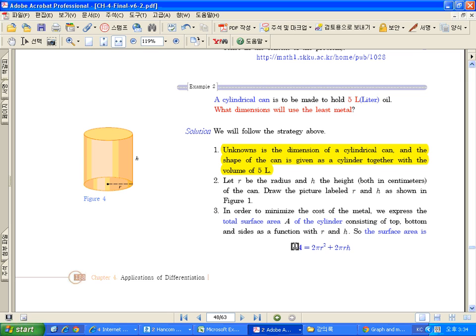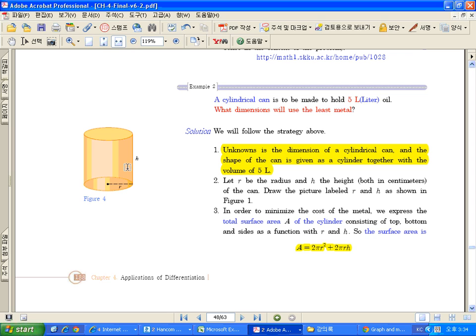So what's the area? If the radius of this cylindrical can is r and the height is h, then pi r square is the area of the bottom, and since it's a can, we have a bottom and a top, so we need 2 pi r square of the metal. And then what is the surface area except the top and bottom? That's 2 pi r h. Okay? So this is the area. We want to minimize this area.